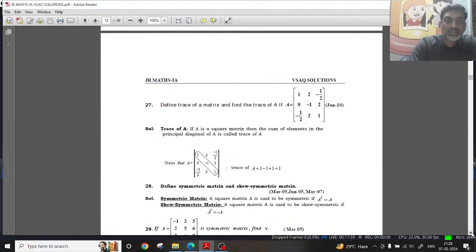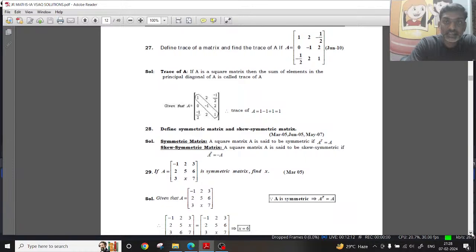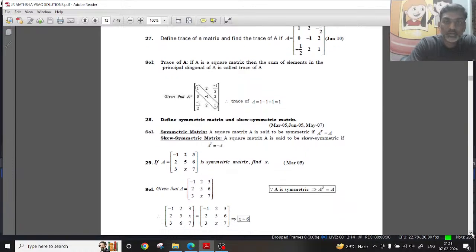And the trace of a matrix, this definition is important for the exam. Sum of the diagonal elements is nothing but the trace. One example is also given here. One question is given, we are calculating its trace, that is 1. Important. Question number 27 is important for the exam. Question number 28 also important.